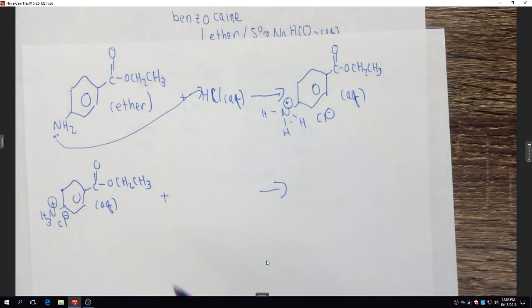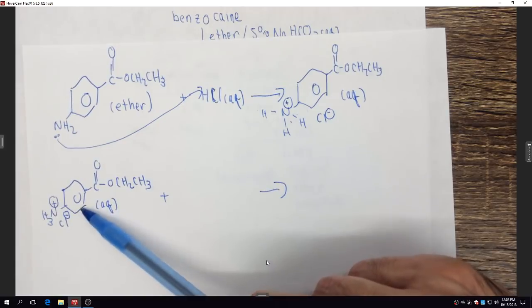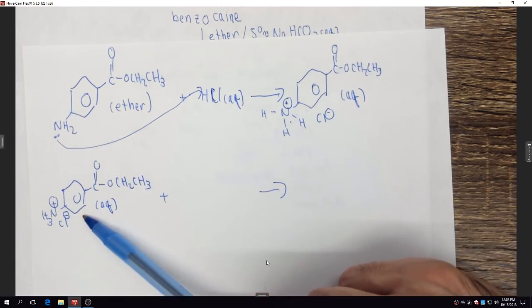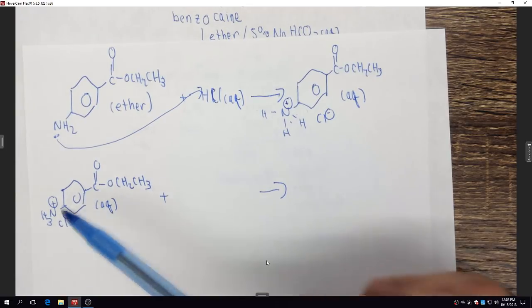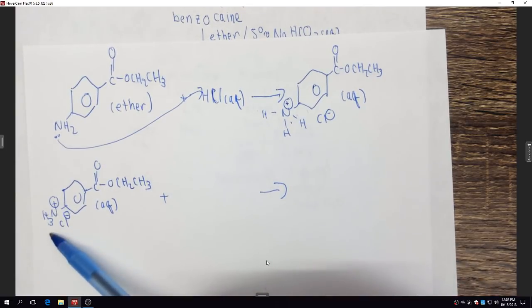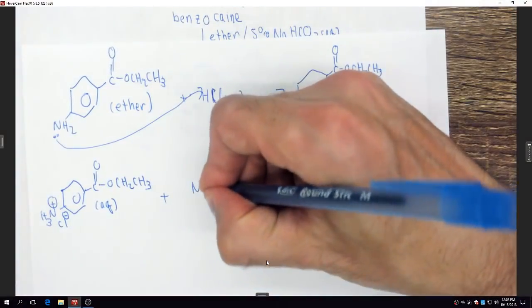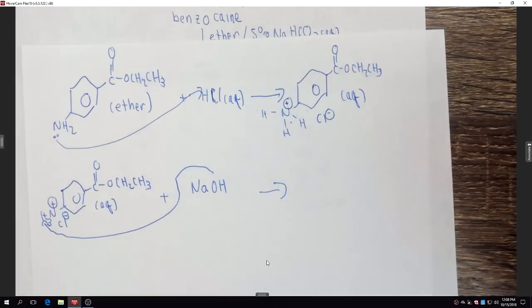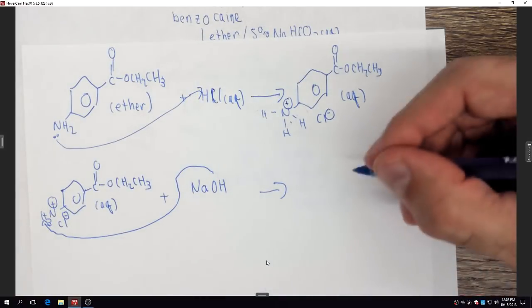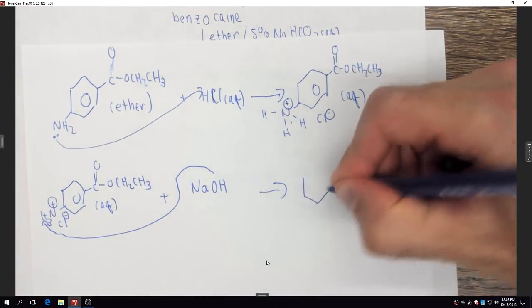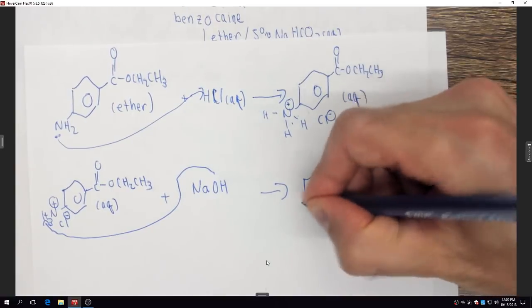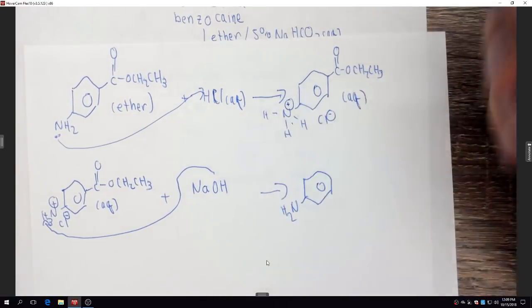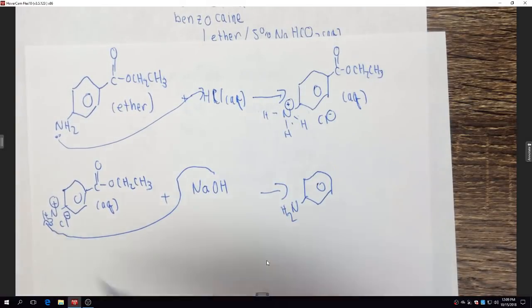How are we going to convert this compound back to benzocaine? Add a base. Why? Because one of these protons is acidic. So if we add NaOH, the OH can grab one of those protons. Okay? And what you end up with is your original benzocaine, now with H2 instead of H3.